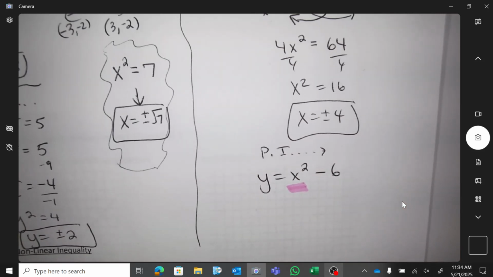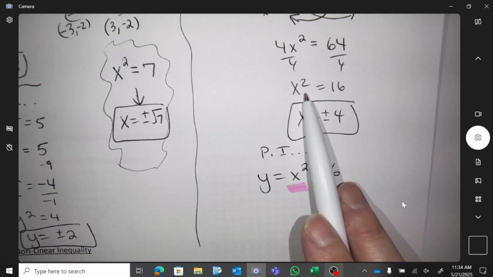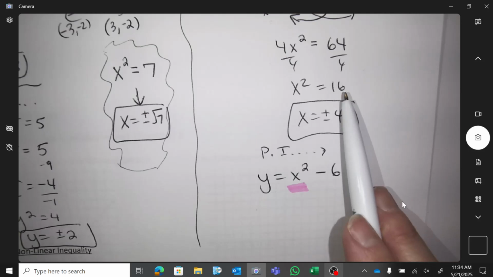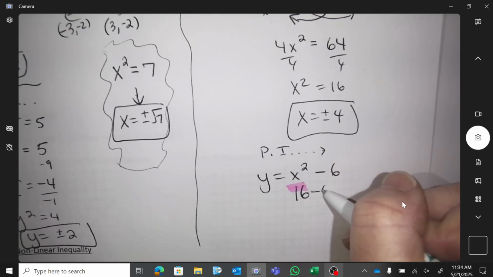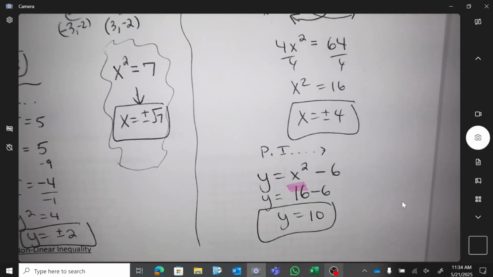So what could I do as a plug-in? I could plug in something for x squared. I'm going to go to right here. What is x squared worth? 16. So y equals 10. That's it. There's no plus or minus on that.